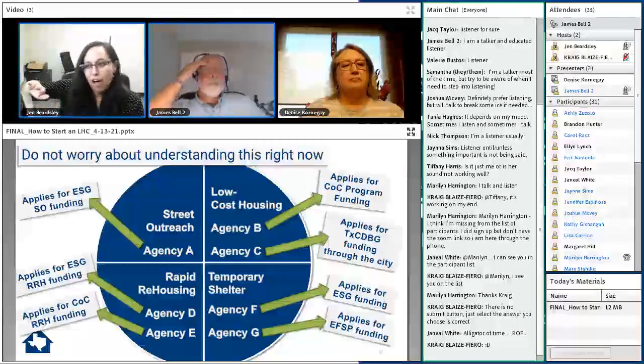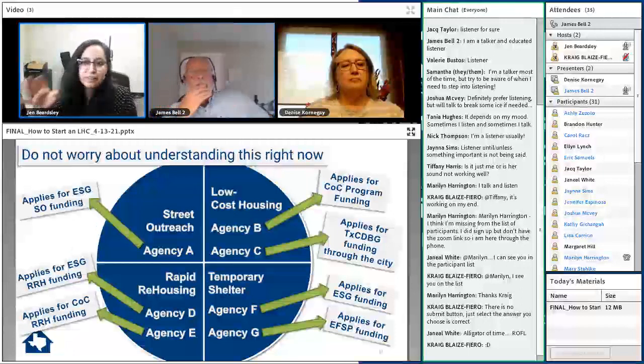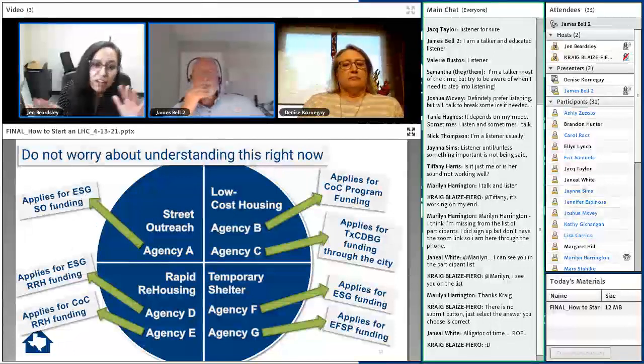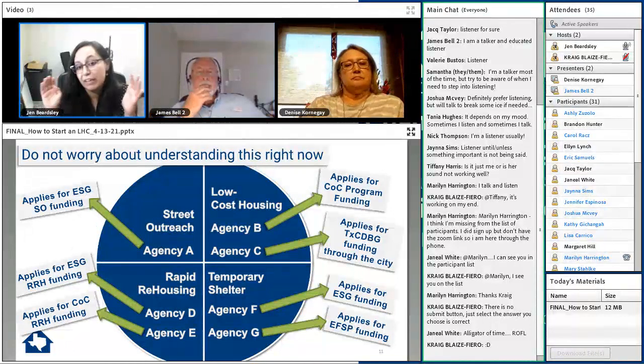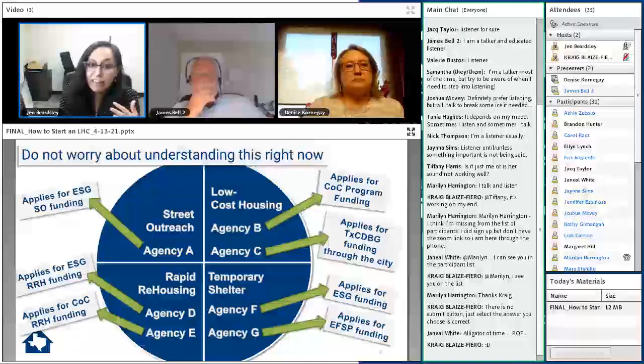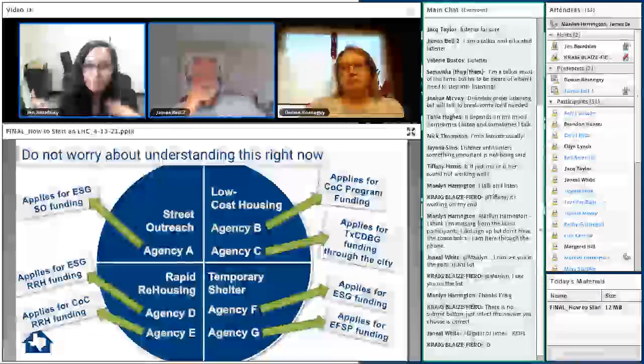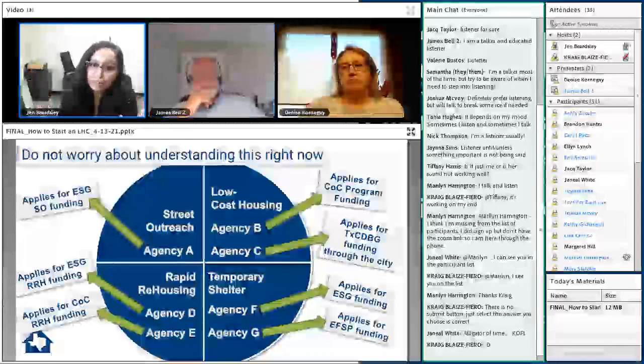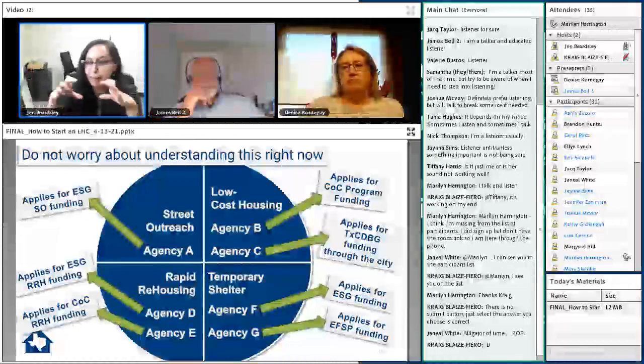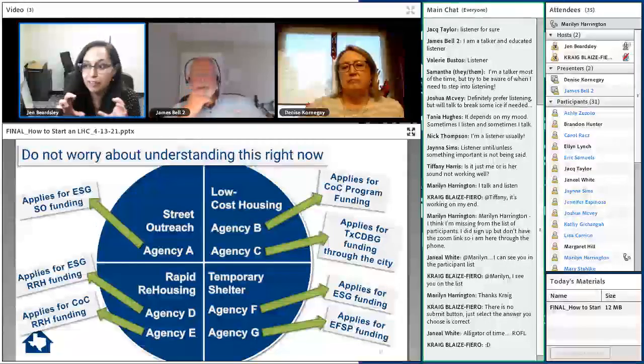All right, so don't worry about understanding this slide right now. This is more like a long-term look at what you're aiming for. In the long term, and I'm talking about 5 to 10 years, the model high-functioning LHC reduces service duplication. So for instance, you don't have 10 groups giving out meals and socks in a 5-mile radius. That would be considered severe service duplication.